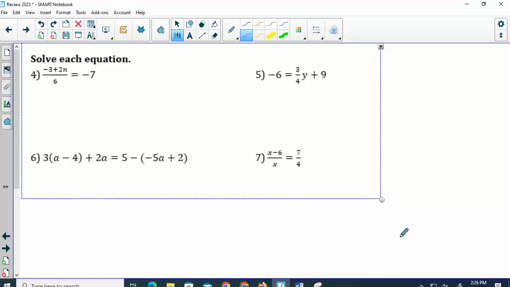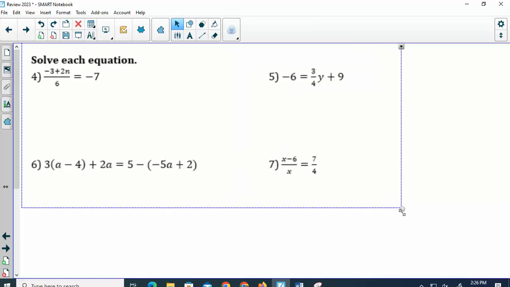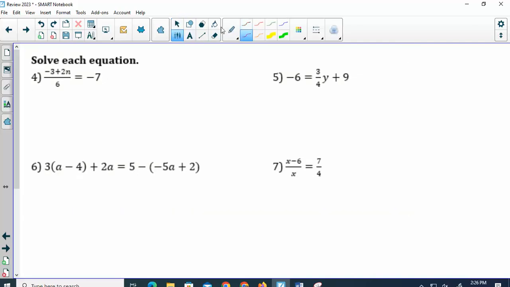So, number 4, if I asked you to solve that equation for n, what would we have to do? Multiply. If you want to get rid of your fraction, we can multiply by 6 on each side. So on the left, those 6's drop. We have negative 3 plus 2n, both negative 42.